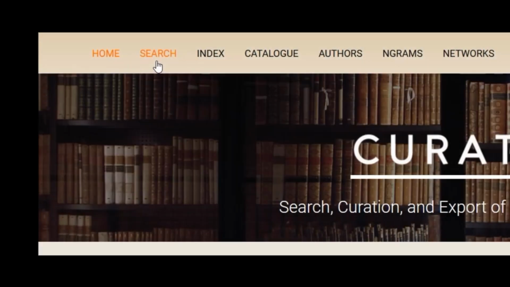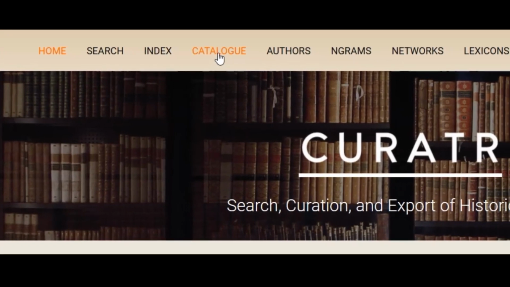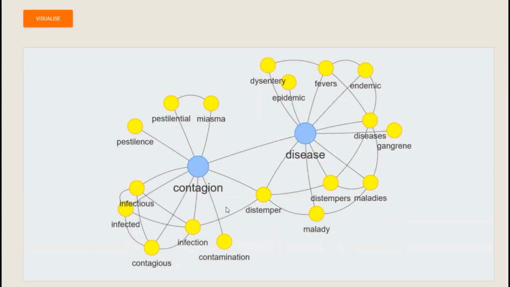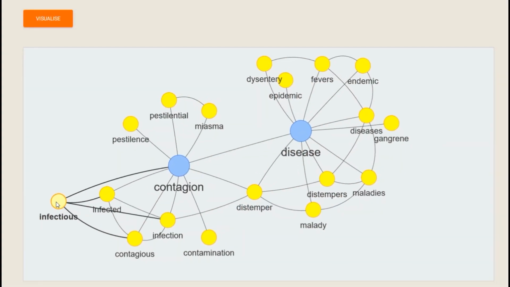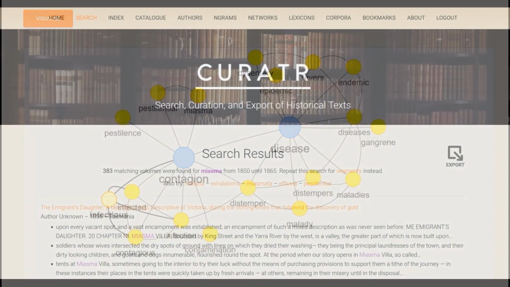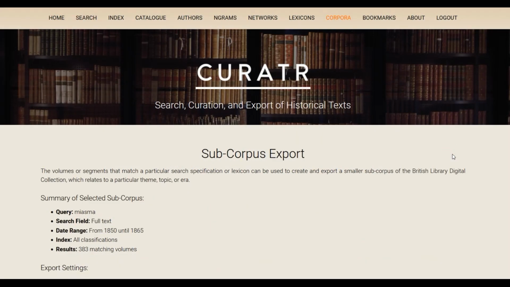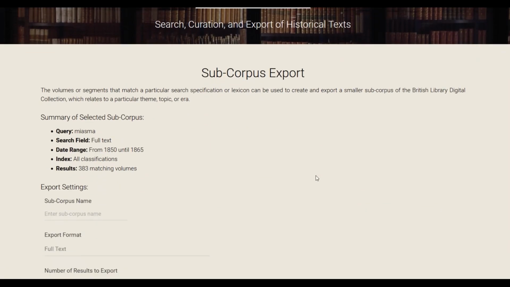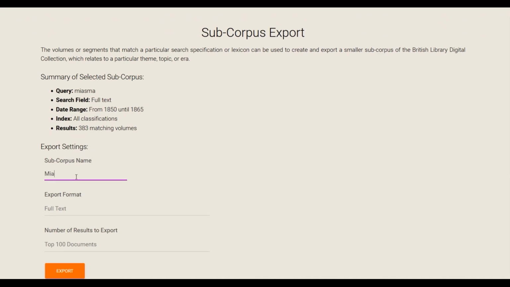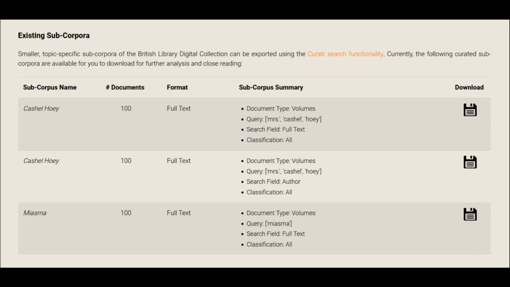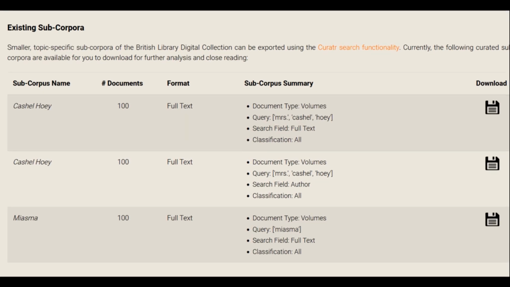This short video demonstrates how users can find what they want in the corpus, how they can identify lexical patterns and associations, and export their own sub-corpus for their own research. It is intended for humanities researchers and teachers and doesn't assume any prior technical knowledge.